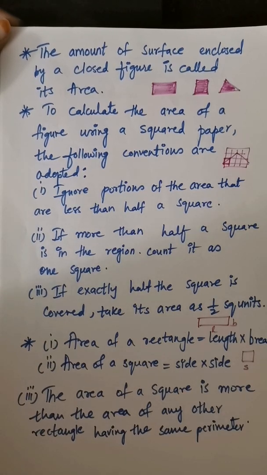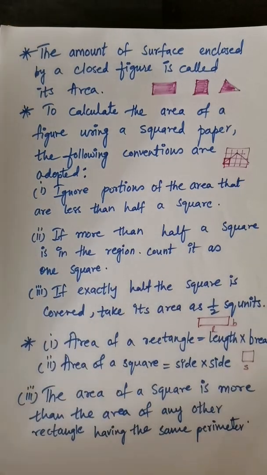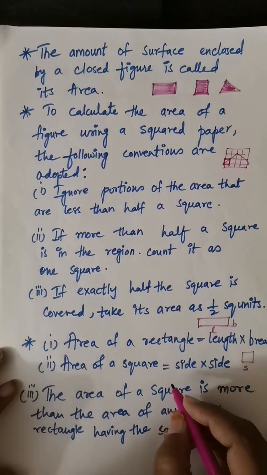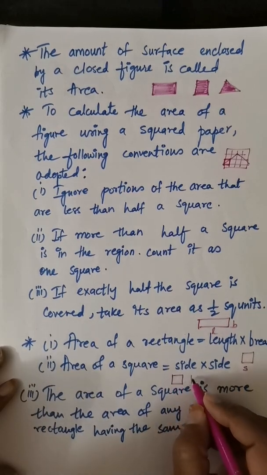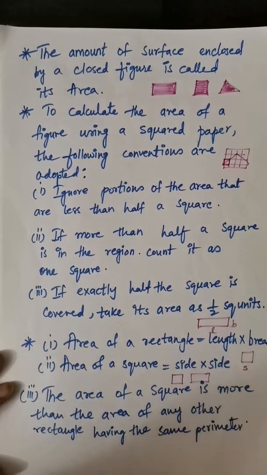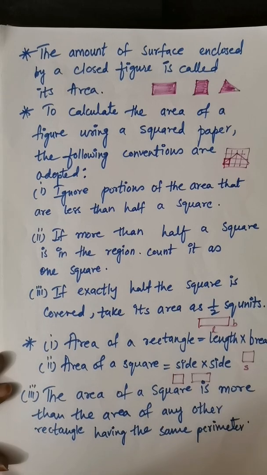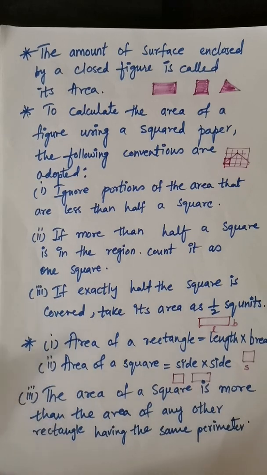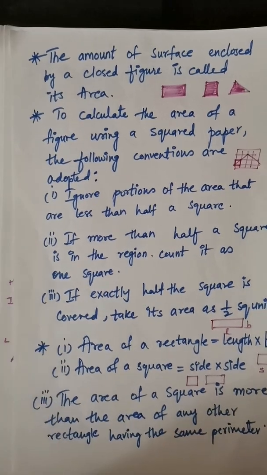Now next, the area of a square is more than the area of any other rectangle having the same perimeter. This means if you have one square and a rectangle with the same perimeter, you have to remember that the area of the square will be more than the area of any other rectangle having the same perimeter. Okay. So this was all about important points.